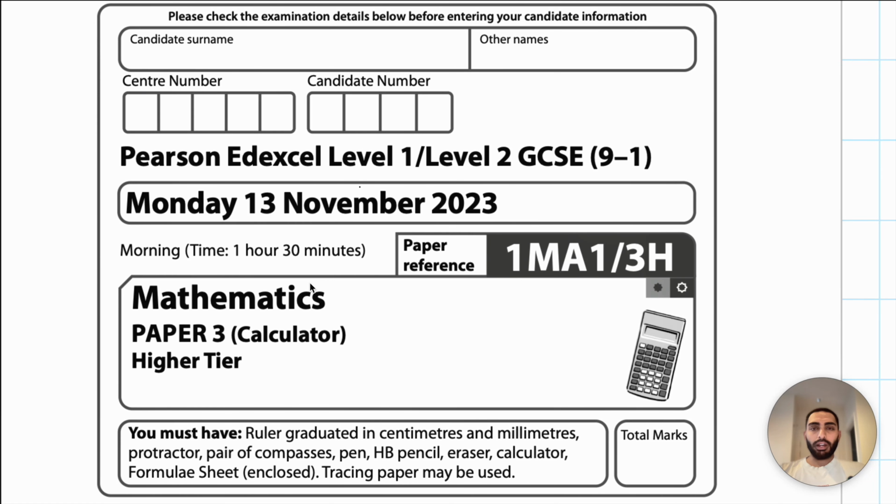It's the GCSE Maths High Tier Calculator Paper 3 from November 2023. Let's get straight into it.